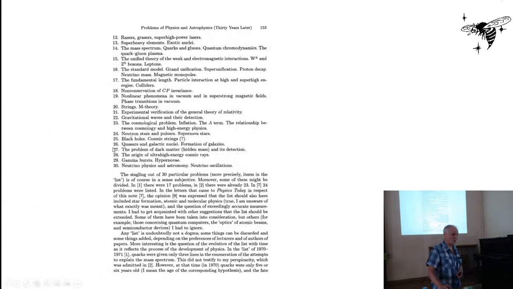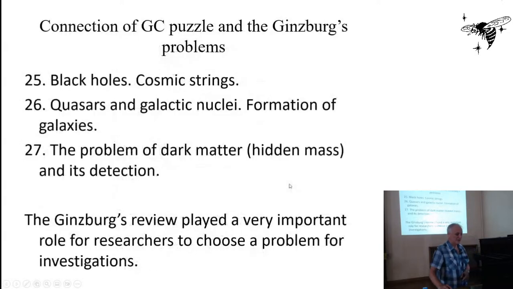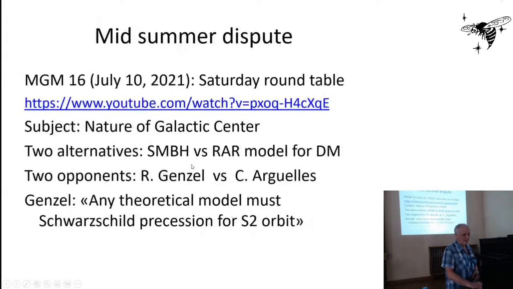But he listed some important problems, including gravitational waves, black holes, dark matter, dark energy. And here is the connection of the galactic center puzzle with Ginzburg's problems: black holes, cosmic strings, quasars, galactic nuclei, formation of galaxies, the problem of dark matter. And one year ago, at the online Marcel Grossmann meeting, there was a Saturday round table on the subject of the Galactic Center and two alternatives, a supermassive black hole or the RAR model for dark matter.